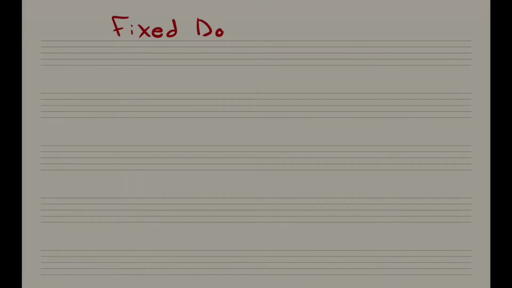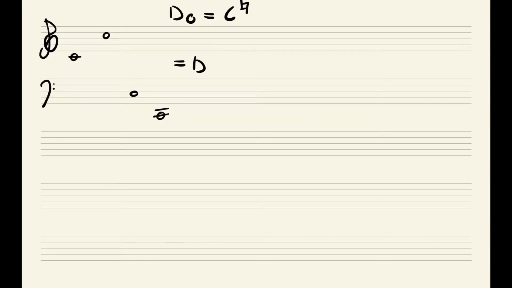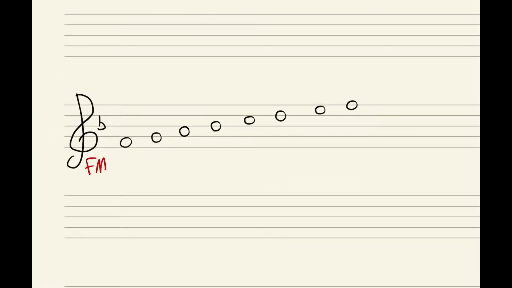So now, let's begin talking about fixed do. When using fixed do, do will always be C, no matter what. Do is fixed on C. Here's an example. Here we are in the key of F major. In this key, F is tonic, but C is do.